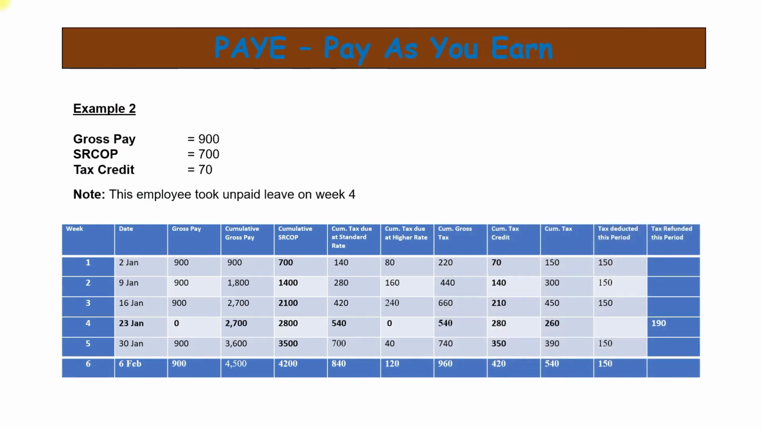The refund comes about because the cutoff point and tax credit have accumulated that week while the gross did not. This means that there are now 4 weeks of tax credit and cutoff point and only 3 weeks of gross pay, and the 190 refund balances that out.